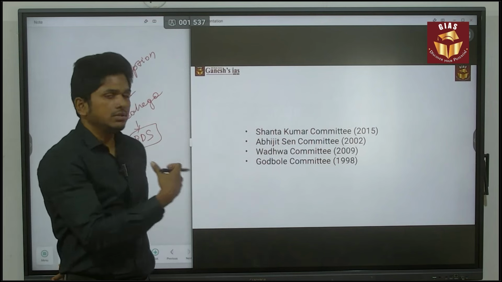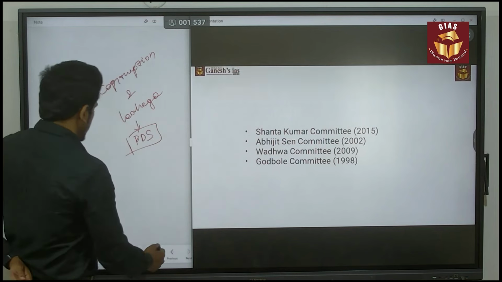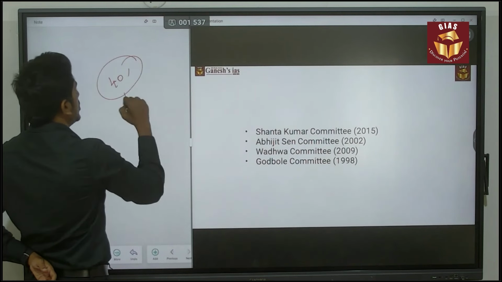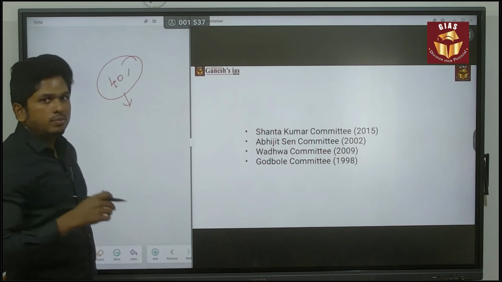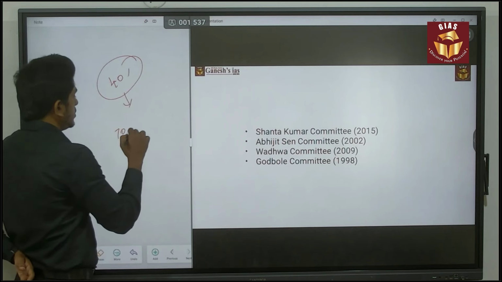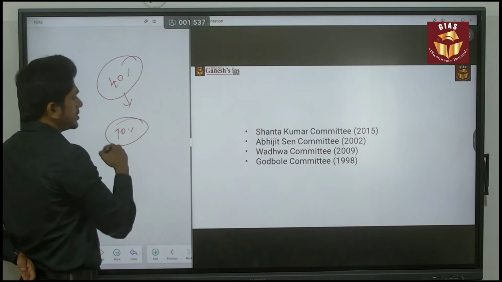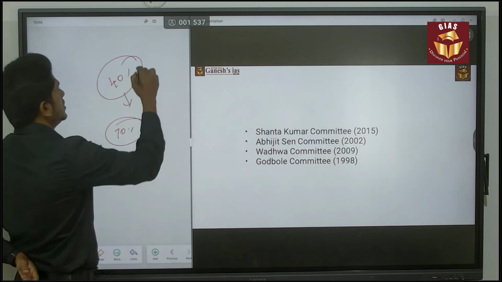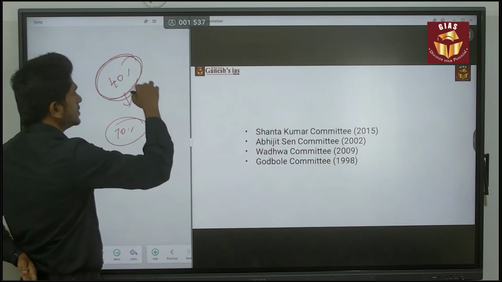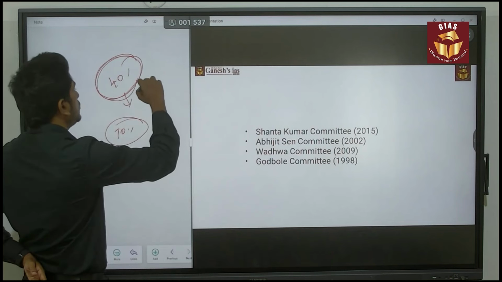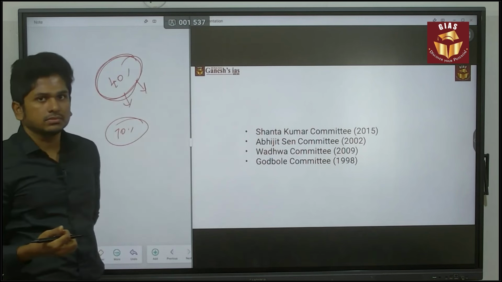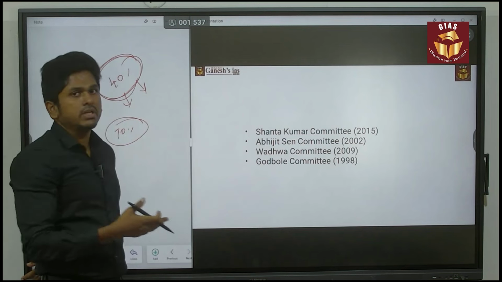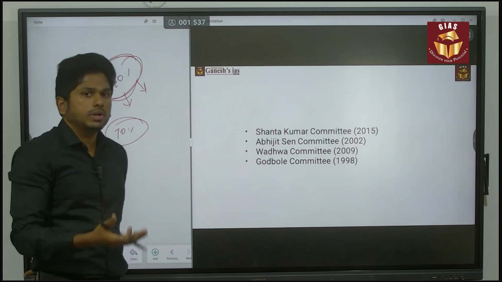For example, the Shanta Kumar committee said that we have to limit the storage to only 40%. But what the government is actually doing is trying to maintain around 70%, which leads to major loss. So the Shanta Kumar committee said that maintaining storage facilities for grains up to 40% is more than enough. This is the recommendation given by the Shanta Kumar committee. In that way, you can conclude your answer.